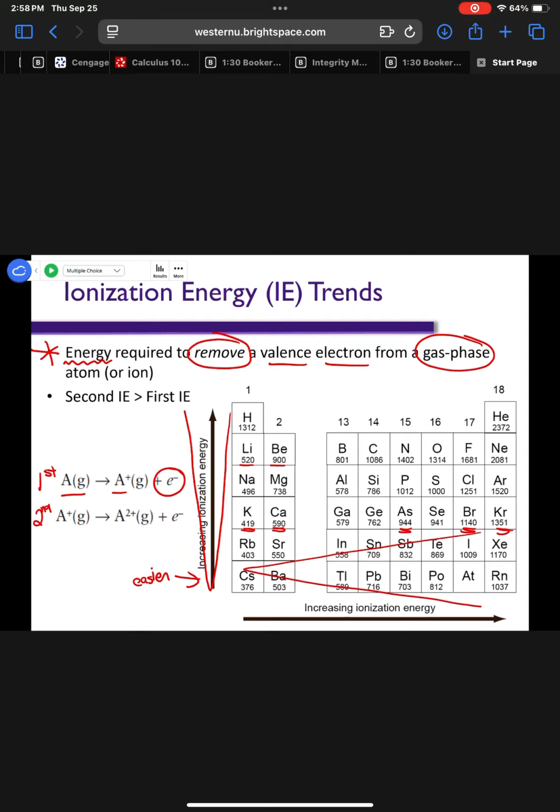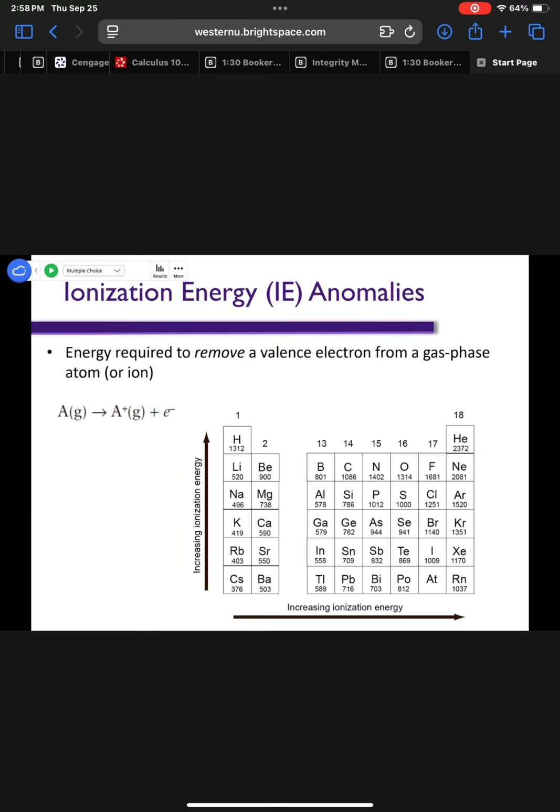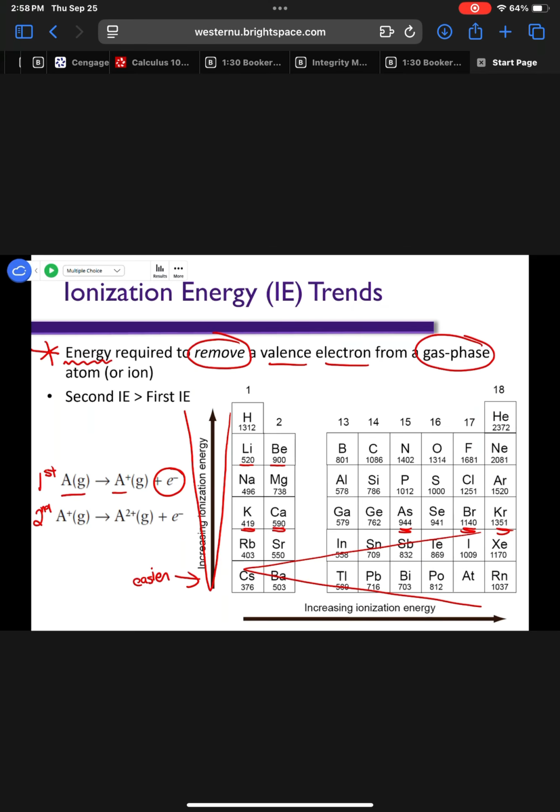Okay, so that's the big trend. But as we move in closer, same slide, there are a few anomalies. And these are some anomalies that we need to know. And you know what? I'm going to back up for 1 second, because before I get to the anomalies, I need to go back to first and second ionization energy.